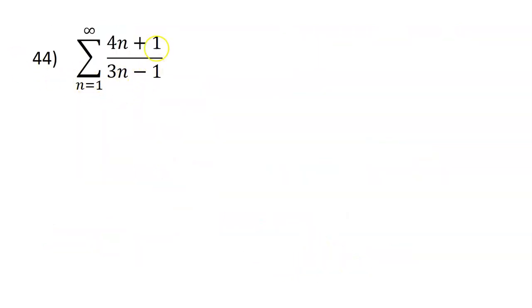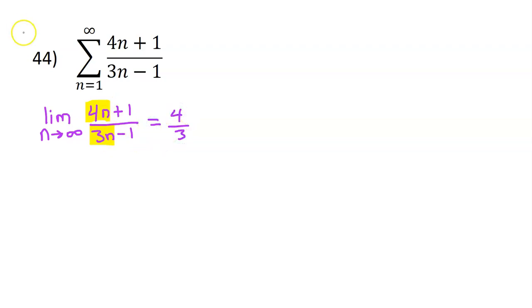Number 44 is not a geometric series, so let's try the nth term test. We start by writing the limit as n approaches infinity of the rule. As n approaches infinity, the 4n and the 3n are what matter most. So we will ignore the plus 1 and the minus 1. But then the n's cancel, and the limit is 4 over 3.